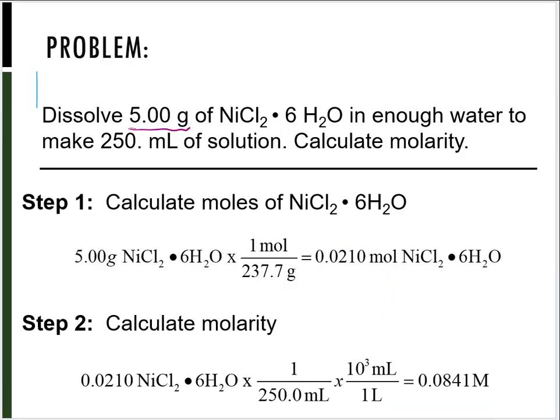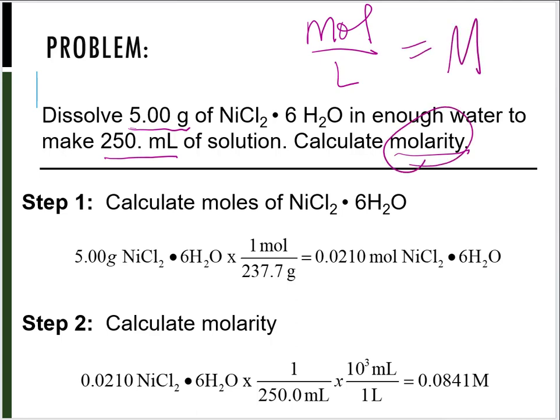We're going to dissolve 5 grams of nickel chloride hexahydrate in enough water to make 250 milliliters of solution. Let's find the molarity. Again, we want moles per liter, that is molarity. So we have grams. Let's get to moles. Grams of nickel chloride hexahydrate. So this is the molar mass of 1 nickel, 2 chlorines, 12 H's, and 6 O's. So we have our moles of nickel chloride hexahydrate.